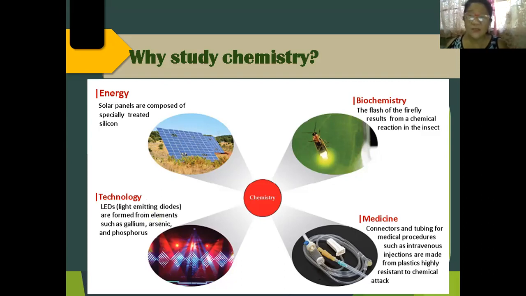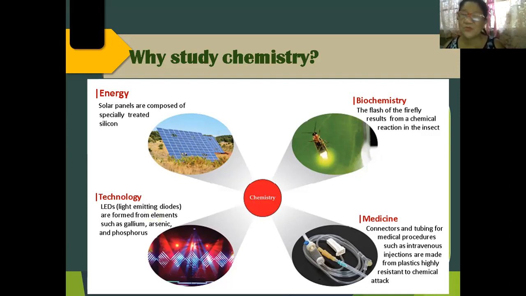There is also an explanation why chemistry is very important, especially in the recent trends in technology. One of these is the LED, that is light emitting diodes. Unlike before, most of the bulbs that we had were not so bright. I'm using the bulb now, and though my room is a little bit dark, it is already bright because of that LED bulb.